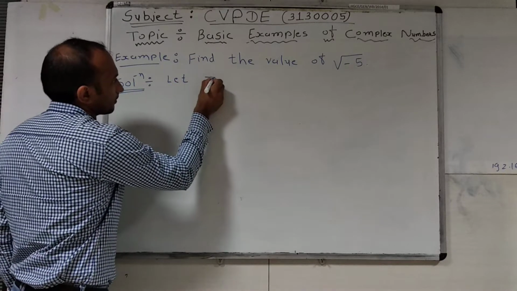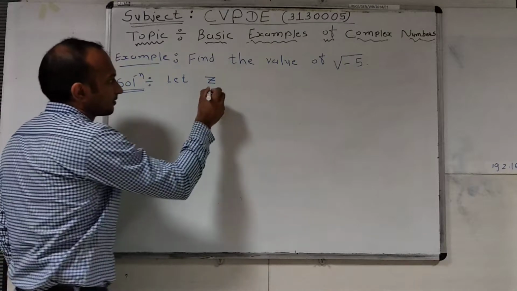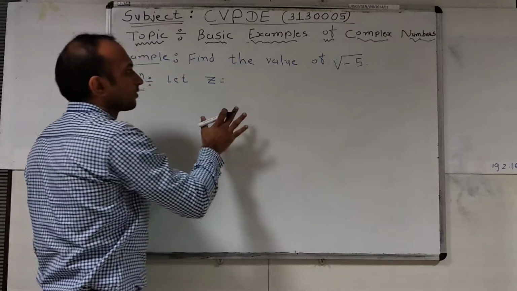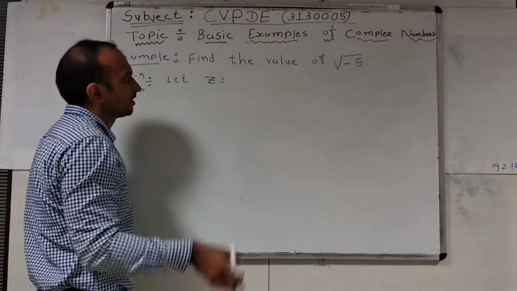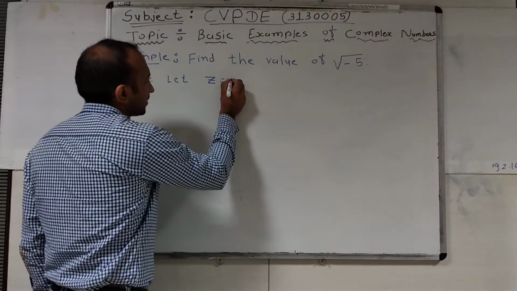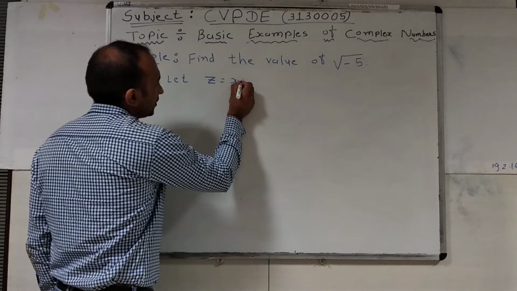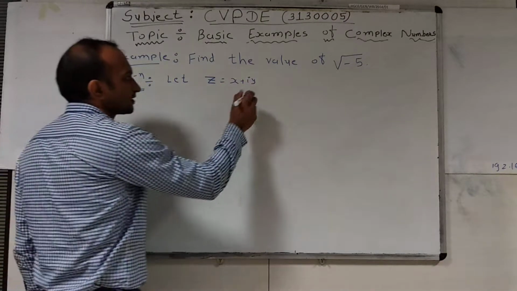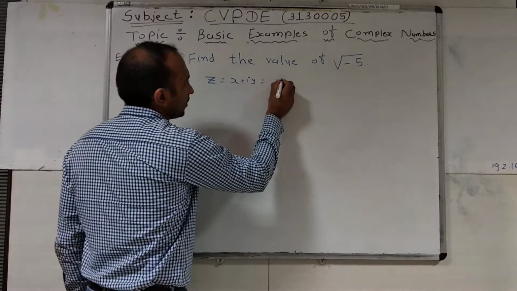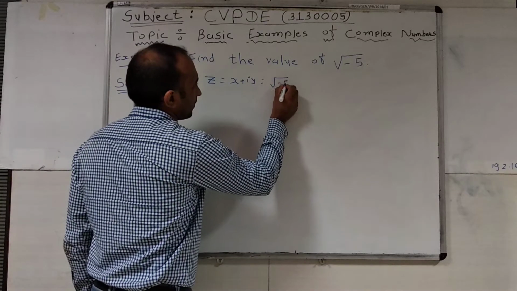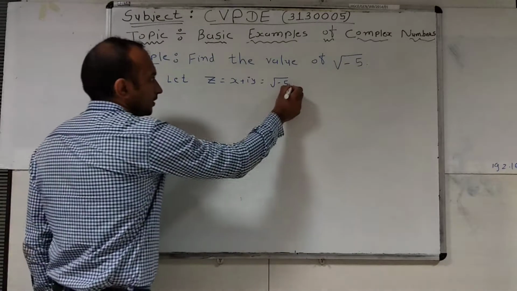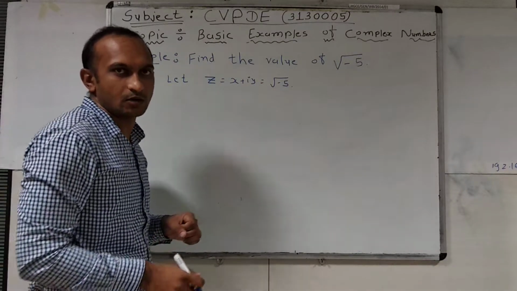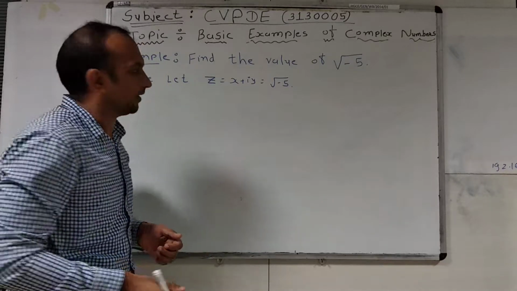So first we take a complex number z. Any number, any answer, is a complex number, whether it is real or an integer, it doesn't matter; it all belongs to the complex number set. That means we consider z equal to x plus iy, and this is equal to the square root of minus 5.